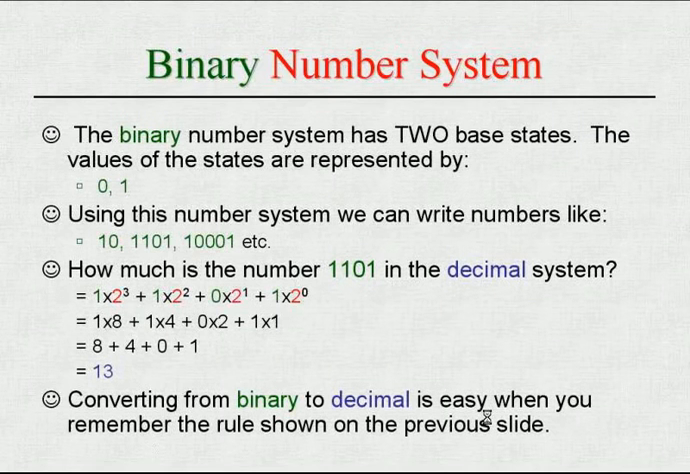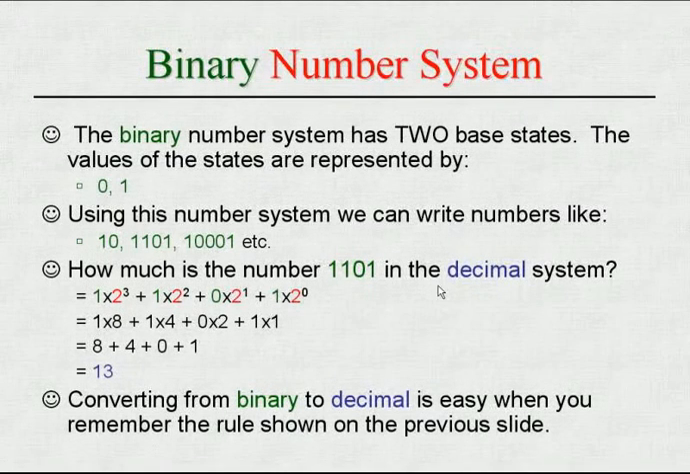The binary number system has only 2 base states, and the values of these states are represented by either 0 or 1. We can use this number system to write numbers like this: 10, 1101, 10001, etc. Notice that all these numbers only have the digits 0 and 1. How much is the number 1101 in decimal?